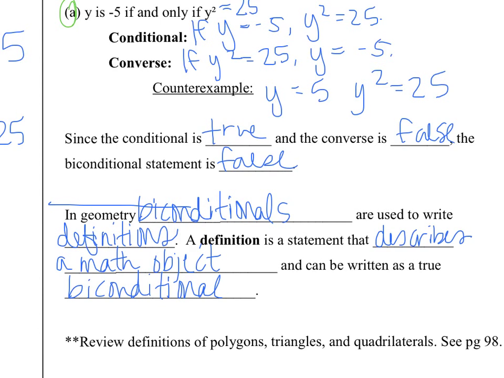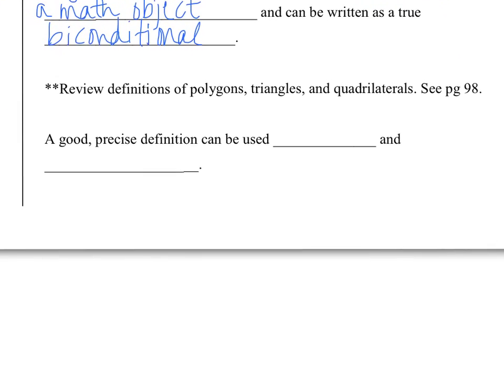Okay, in geometry, biconditionals are used to write definitions. A definition is a statement that describes a mathematical object and can be written as a true biconditional. For a definition to be true, it has to be able to work both ways, otherwise it's not a definition. So that's where biconditionals come in very handy, because they can help us write definitions.